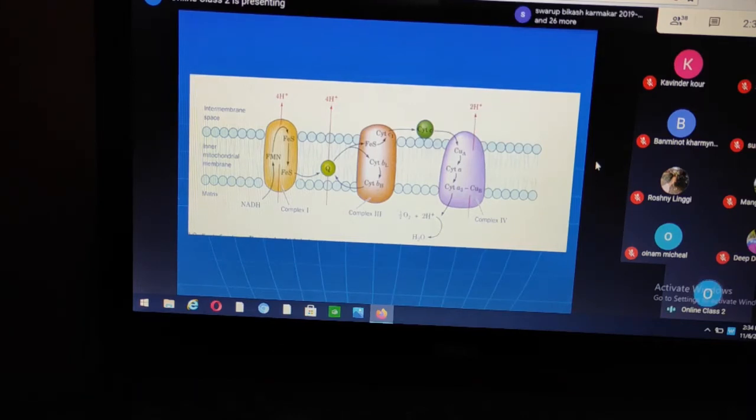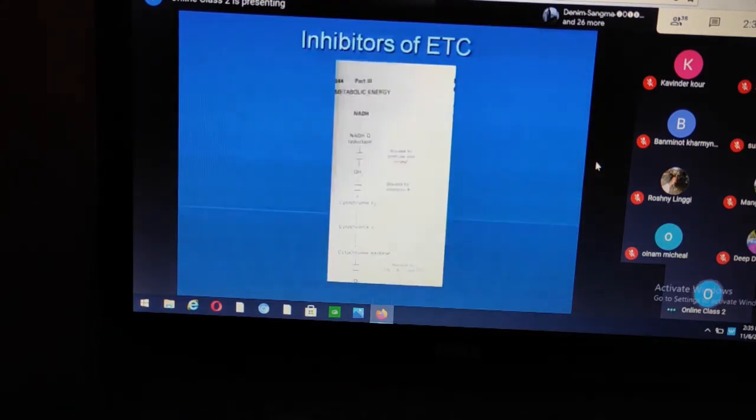So here, since the pair of... transfer of the electrons from the reduced coenzymes to the molecular oxygen is inhibited by some compounds. They are inhibited by some molecules.